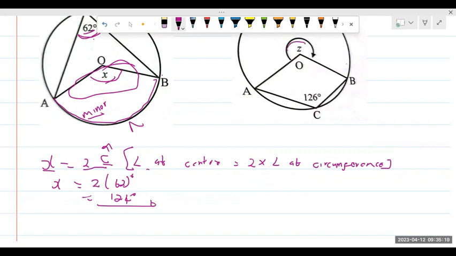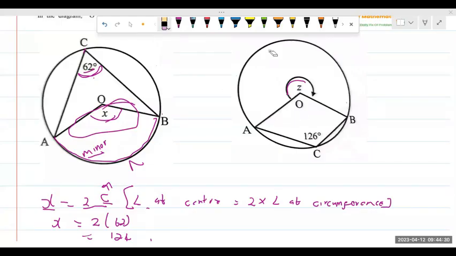Let's try Z then. We are looking for Z. Now we can check who created Z. Z is subtended, or created, by the major arc. So we have our angle Z, which is created by the major arc. Now, who else is created by the major arc? Let's check. C. Angle C is also created by the major arc. Can you see that?